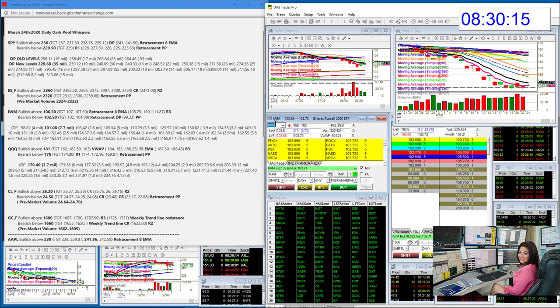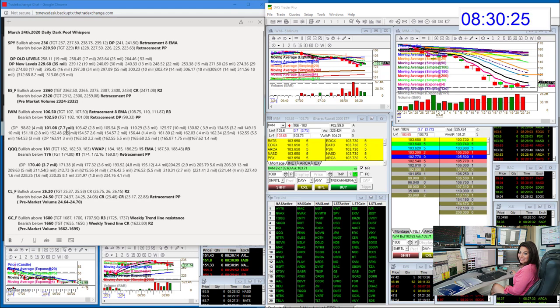We had a very large level on that as well yesterday, 101.08, 7.7 million. I've bolded, as you can see, all the new levels there. That's going to be worth watching today. Are we going to be able to stay above that or not? I have a trade down to it though.